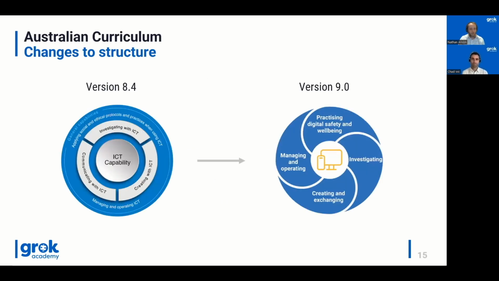To get a bit of a picture, they also changed the standard diagram to represent this. Instead of the multiple circles, we've really just got these four parts of the lens there, the four elements of the digital literacy general capability, and we'll be going through each of those four today.